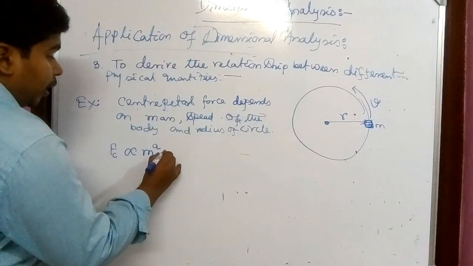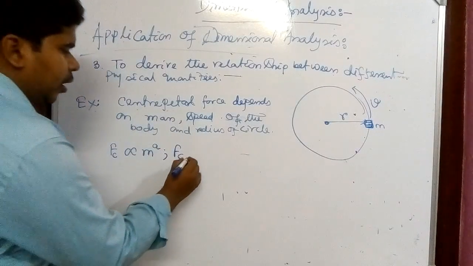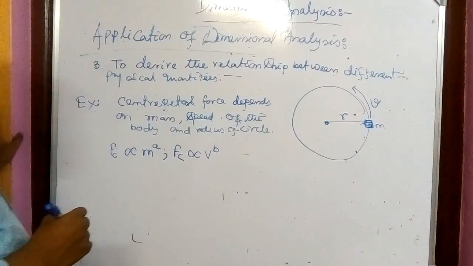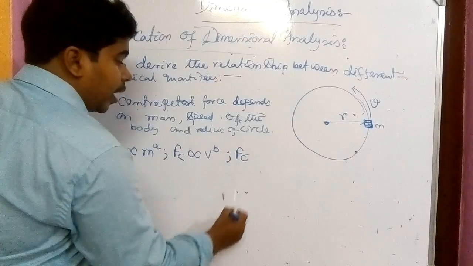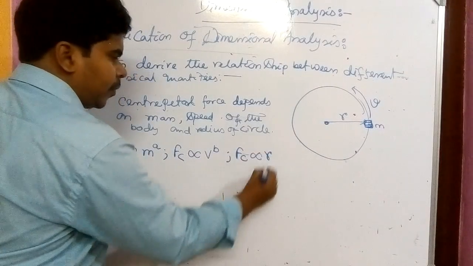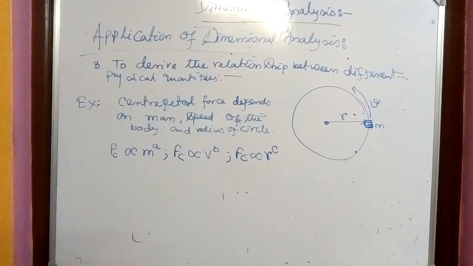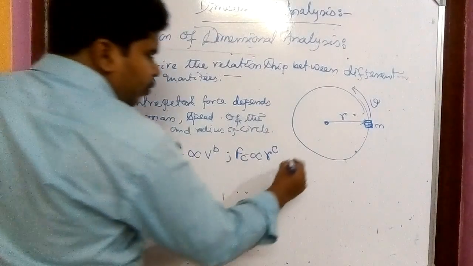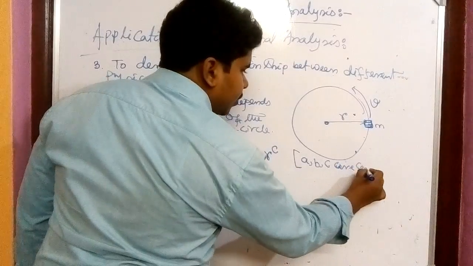Not only that, Fc, that is centripetal force, is directly proportional to the speed. How? Now by the power of b. And Fc is directly proportional to or is related with the radius. How? Now with the power of c. Do we know what is a, what is b, what is c? No. We don't know what is the value of a, b and c. So we have to mention here a, b, c are constants that we don't know.